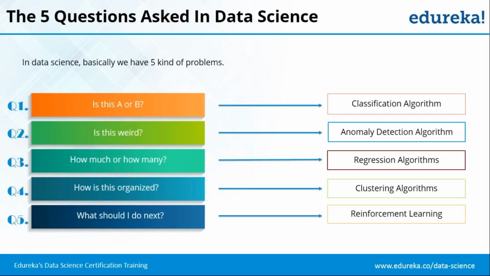Then you have questions like how is this organized, right? Basically these deal with clustering, and the algorithms which deal with these kinds of problems are called clustering algorithms. Then you have questions such as what should I do next, right? When you have to make a decision, decision-taking capabilities are basically provided by algorithms called reinforcement learning. Using these algorithms, you can take a decision as to what to do next. So these are the 5 questions asked in data science, and these are the algorithms made to tackle these kinds of questions.